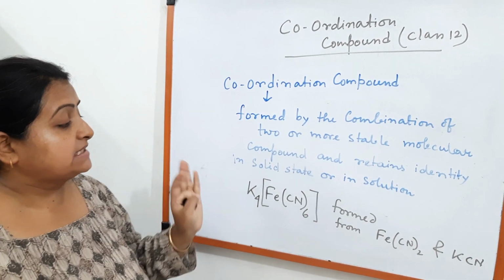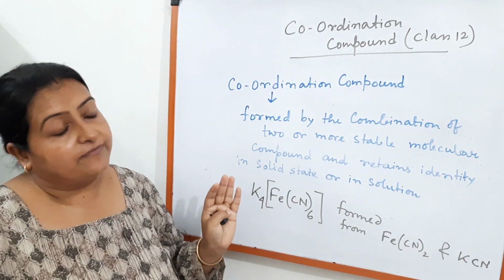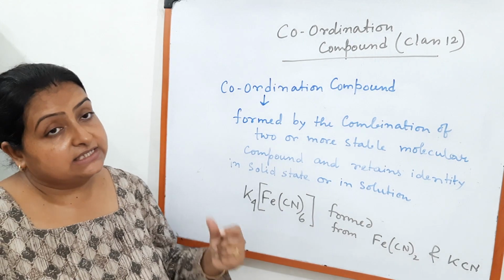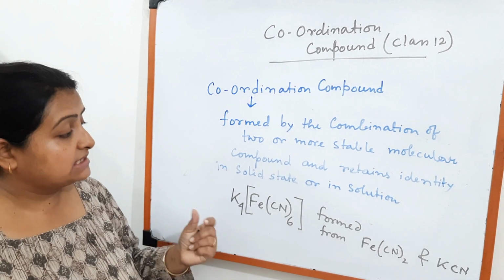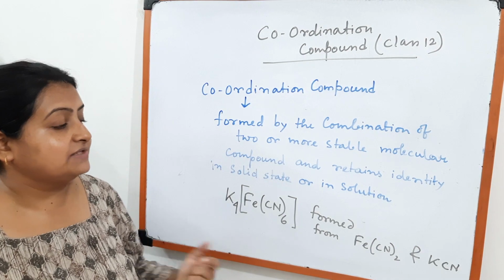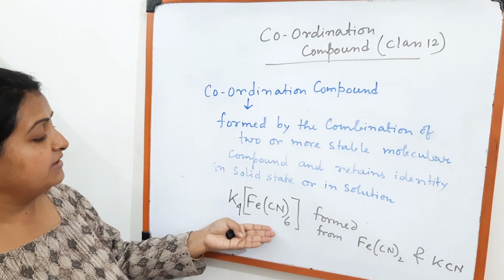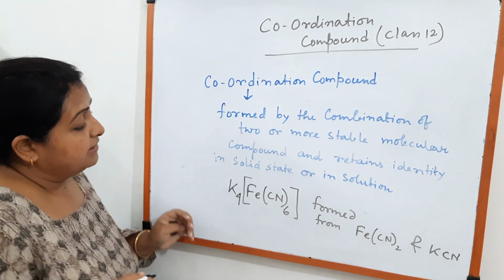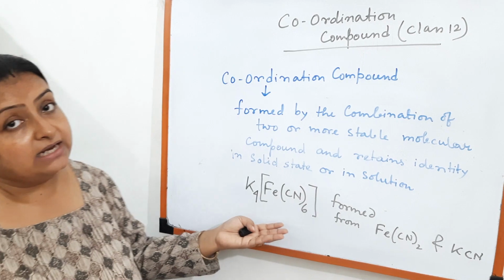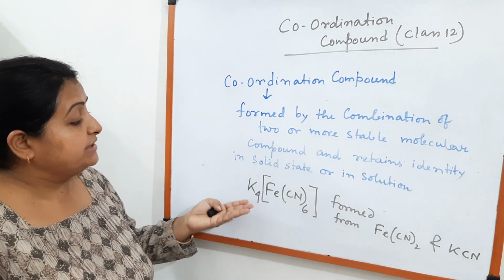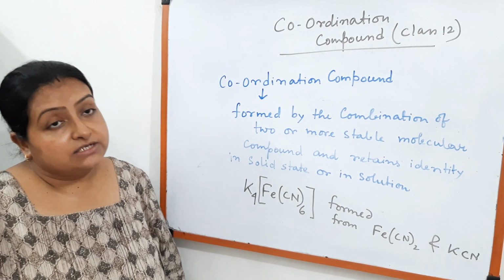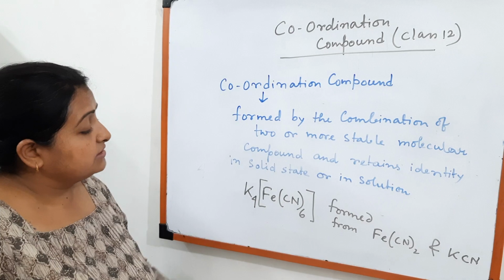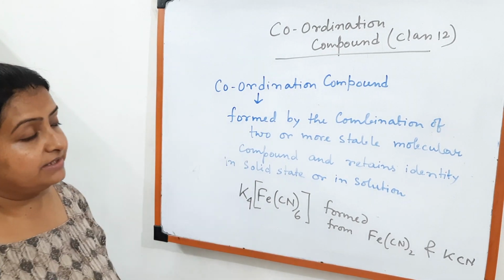Now, it is a compound formed by the combination of two or more stable molecular compounds, and the new compound which is formed retains its identity in the solid state as well as in solution. Suppose here I am giving one example of such a coordination compound. The common name is potassium ferrocyanide, a very important laboratory reagent that is used to detect different inorganic radicals, the cations. It is also useful for other experiments.